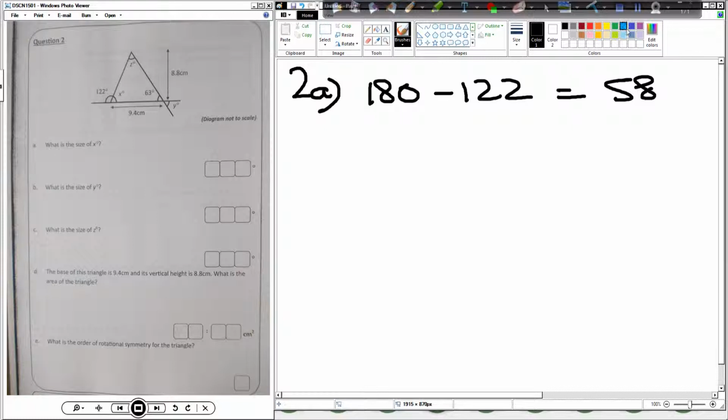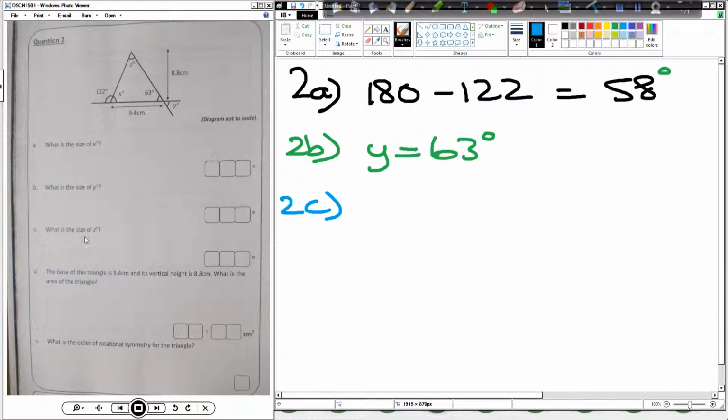Question 2B now. What is the size of y? Y is over here. These are called vertically opposite angles. Opposite angles are always equal. So y is simply equal to 63 degrees. Done.